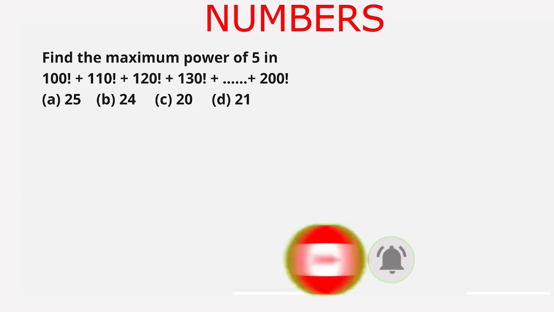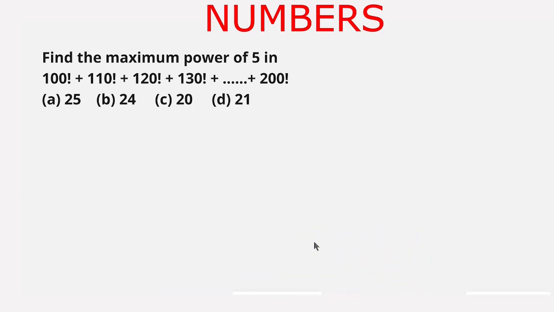In this question, we have to find the maximum power of 5 in 100 factorial plus 110 factorial plus 120 factorial plus up to 200 factorial. We have just to find the power of 5 in 100 factorial, and that will be the power in 100 factorial plus 110 factorial up to 200 factorial. I will explain to you why we have to do like that.